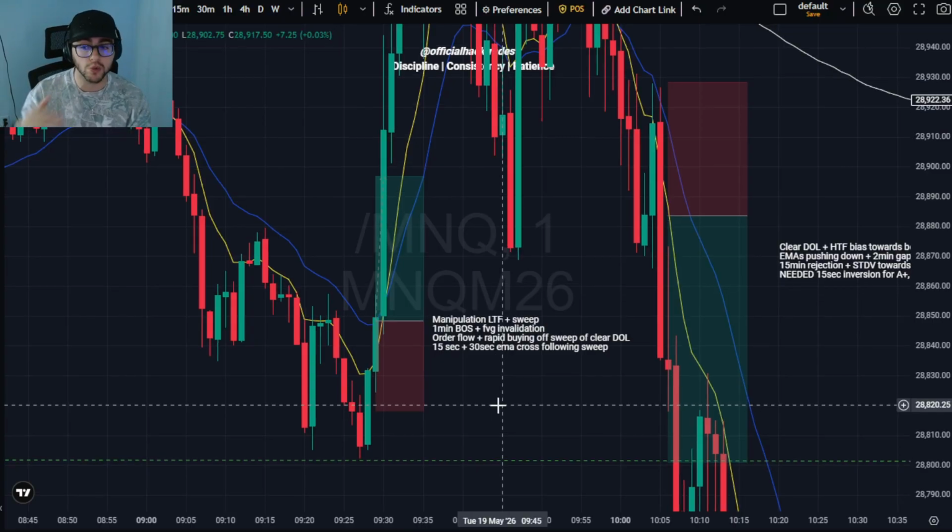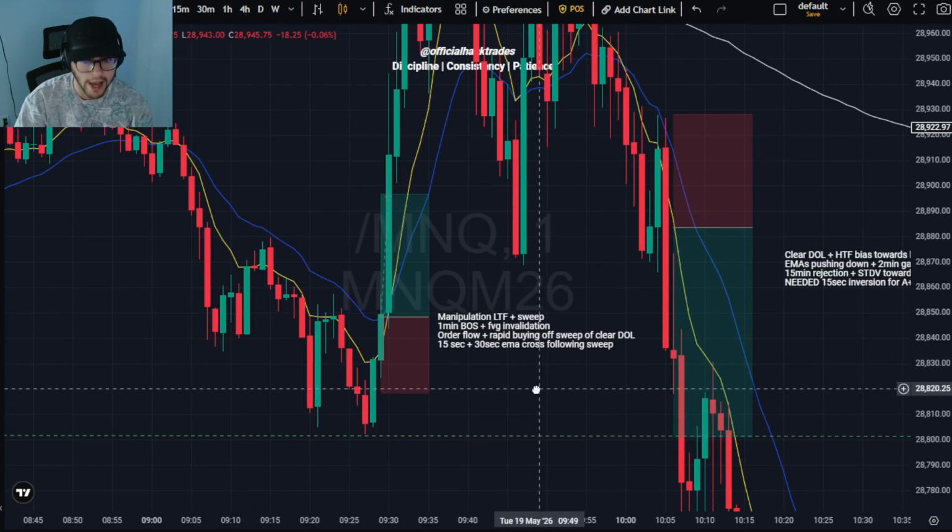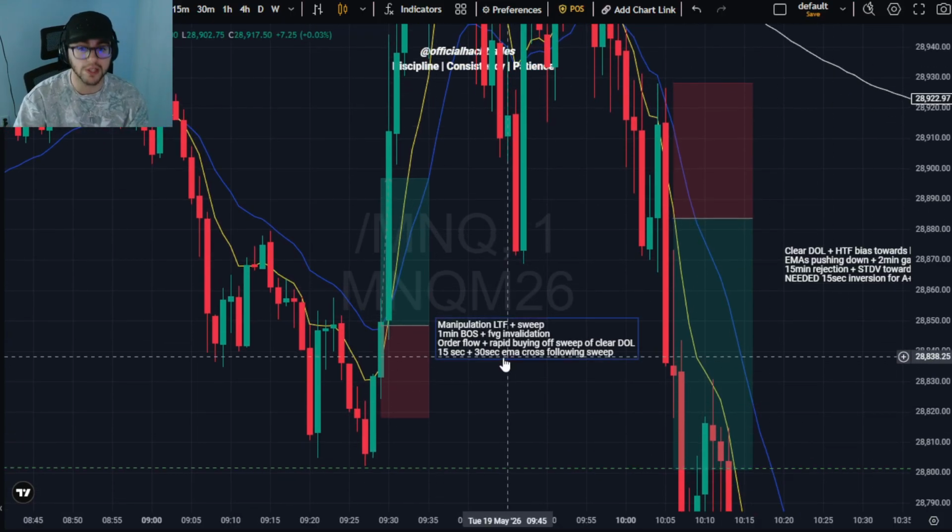My bias was to see manipulation to the upside to then come back down. As you can see, we had ideas for both of that. We caught this trade. We did not catch this trade, but I will get into that. And yeah, we had the 4 or 5 confluences, right? We had the manipulation on the higher time frame as well as the lower time frame.